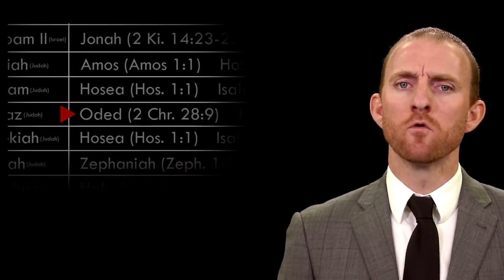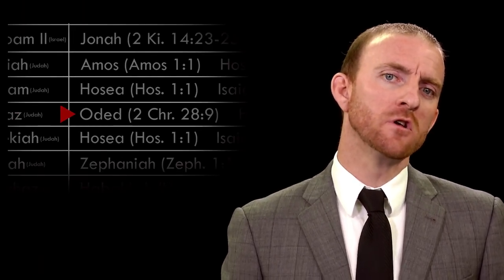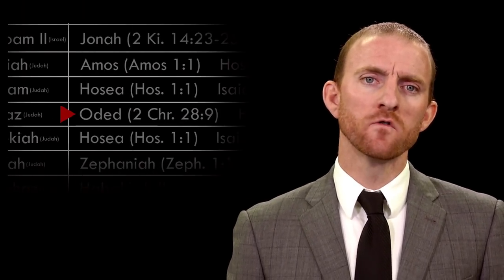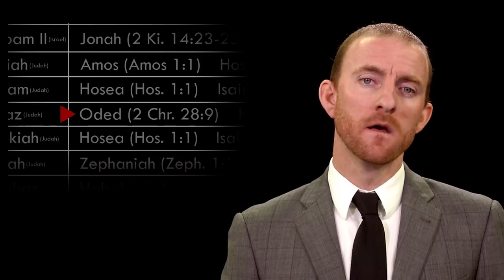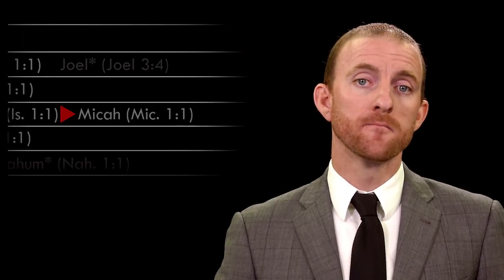Our next prophet will be Oded. This was a prophet who prophesied to Judah under the reign of Ahaz, king of Judah, 2 Chronicles 28 and verse 9. This makes him contemporaries with Hosea, Isaiah, and Micah.